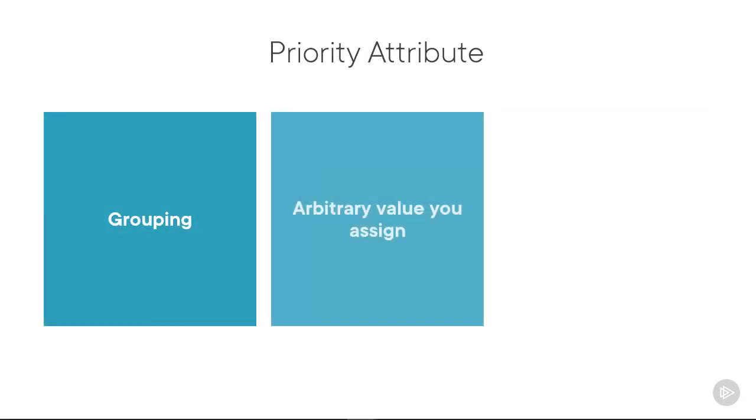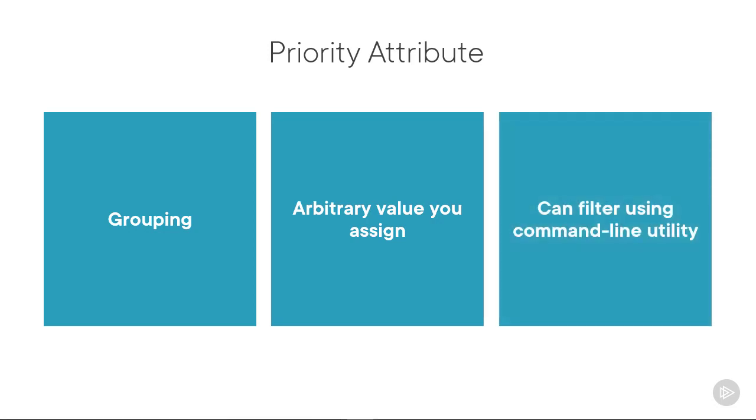Another grouping attribute is priority. Now this is an arbitrary value that you assign, 1, 2, 3, 4, whatever priority you want to assign. It does a couple of things. It does allow you to group things, but you can also use this as a filter. When you're using the command line utility, you can actually specify, I only want to run those tests that match this priority. And we're going to take a look at the command line utility later in this course.